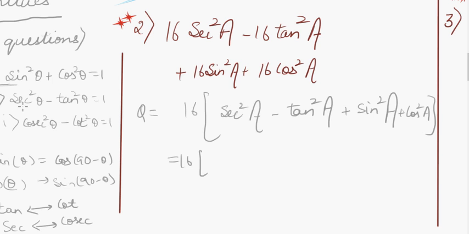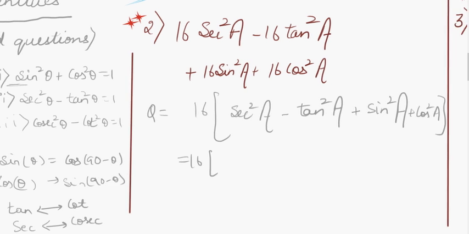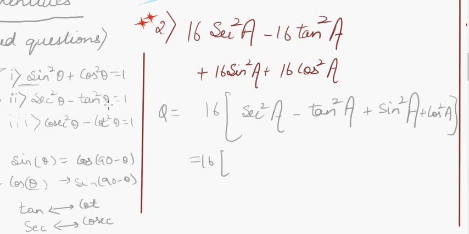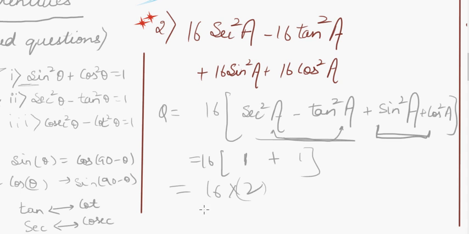Now clearly see the second identity. It says secant square theta and tangent square of the same angle when subtracted, that is secant square theta minus tangent square theta, is 1. So clearly here the angle A is the same, and therefore this pair will reduce to 1. Similarly for the second pair, by using the first identity, sine square and cos square of the same angle when added give 1. So as a whole we have 16 into 2, that is 32, is the answer over here.